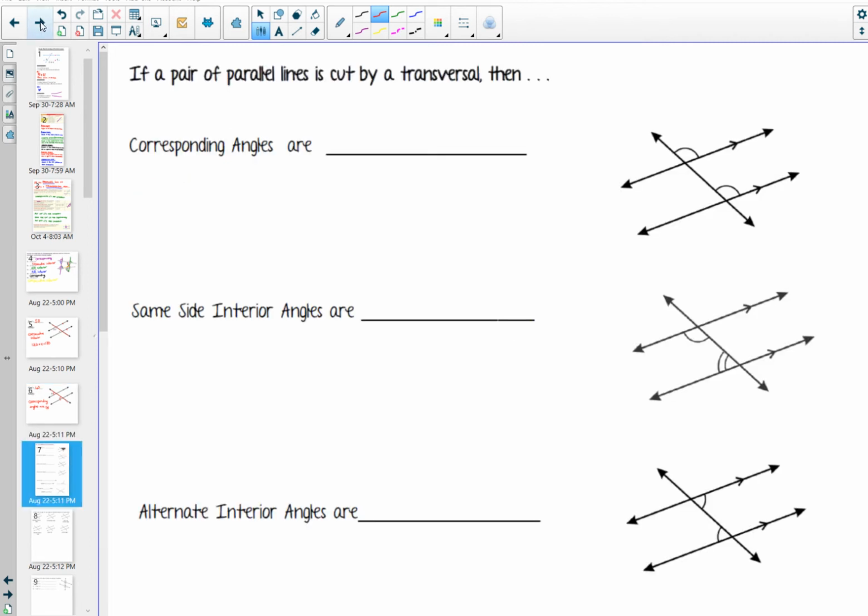Okay, here we go. Why don't you let Michael do this page? Did I miss a thing? Okay. No. Yeah, these are all mixed in. Okay. So here we go. Corresponding angles, you're going to tell me, are they congruent or are they supplementary? Ready? Michael.